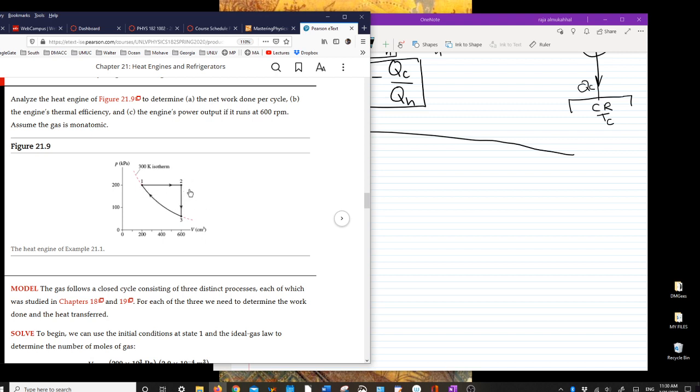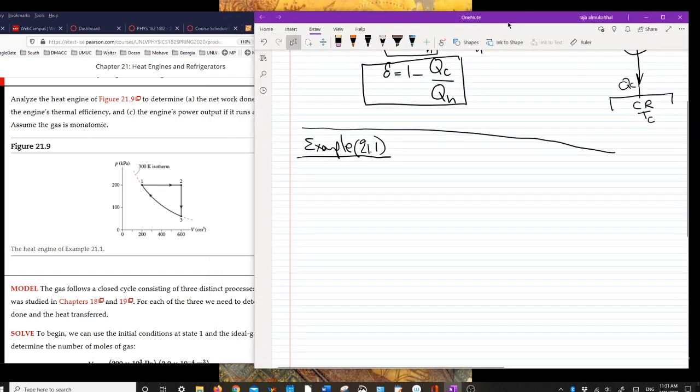From 1 to 2, as you can see here, it is an isobaric process. From 2 to 3 is an isochoric process. And from 3 to 1 is an isothermal process. If you remember from chapters 18 and 19, each of them has its own characteristic and its own flavor, so we're going to go through that. We want to calculate Q sub H, Q sub C, and also the work. It's not terribly easy, but it's not very hard though.